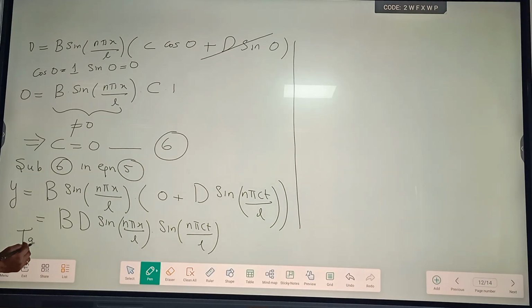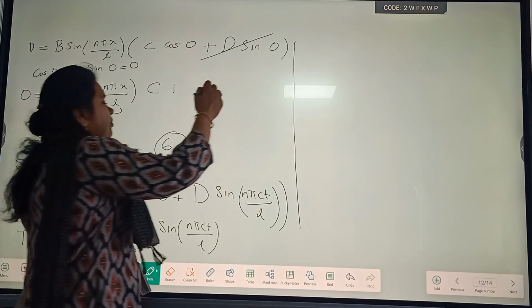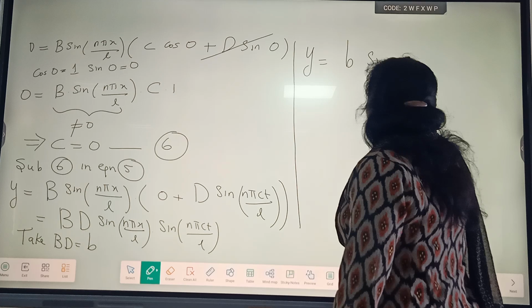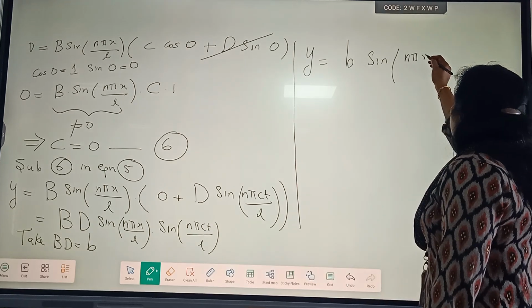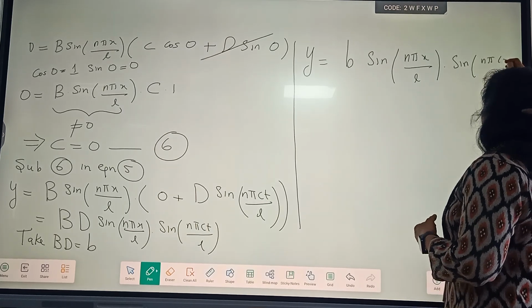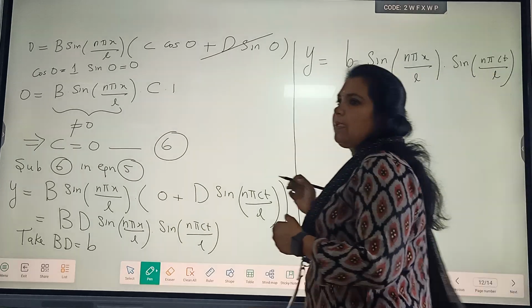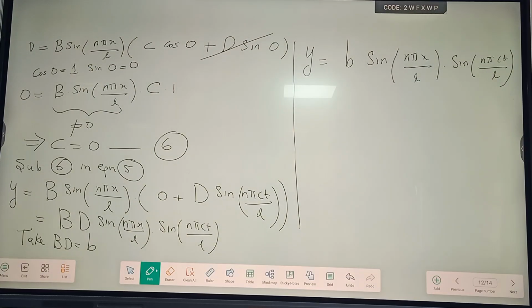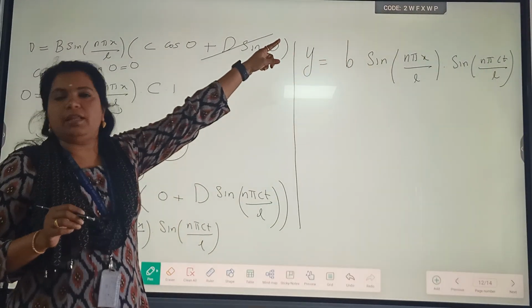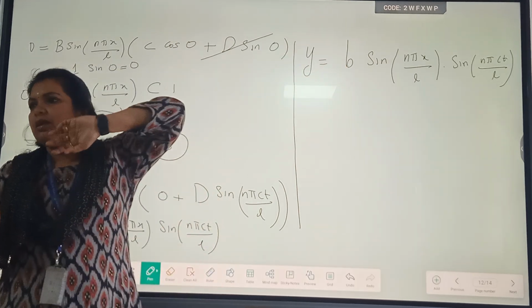Now take the constant BD equal to B. So what am I getting? y is equal to B sin n pi x by L sin n pi ct by L. So you know that sine is for the nth series, and the constant should also be for the nth series.